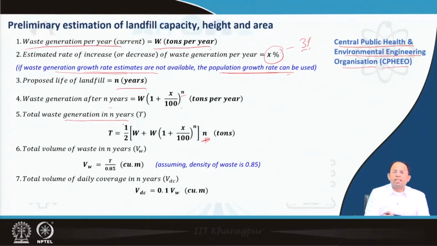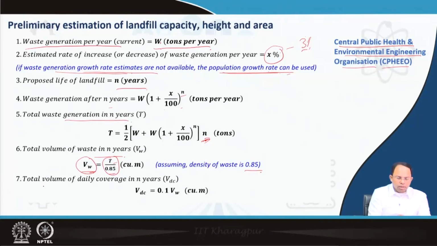Now waste generated is not the waste volume that is required, so it depends on the density of waste. So first we determine the waste volume by dividing the total quantity of waste by the density of waste, right? The density of waste is assumed to be 0.85 tons per cubic meter. So we divide that and we get this value, which is VW, the volume of waste in N years.